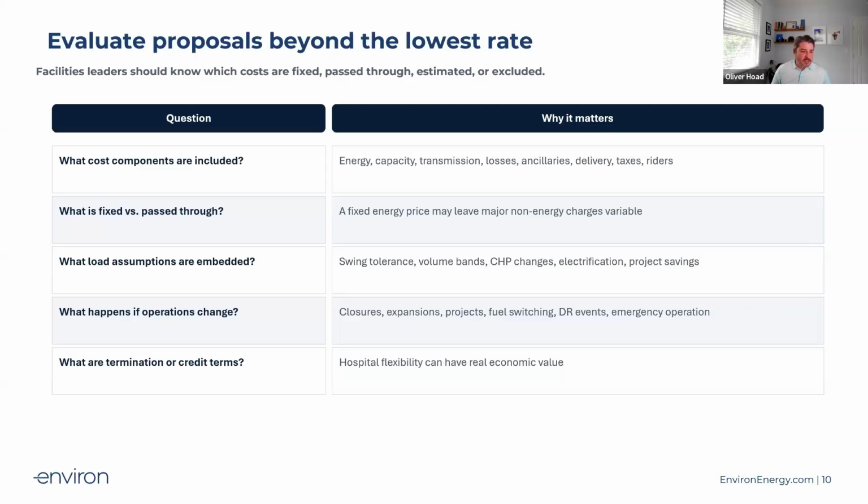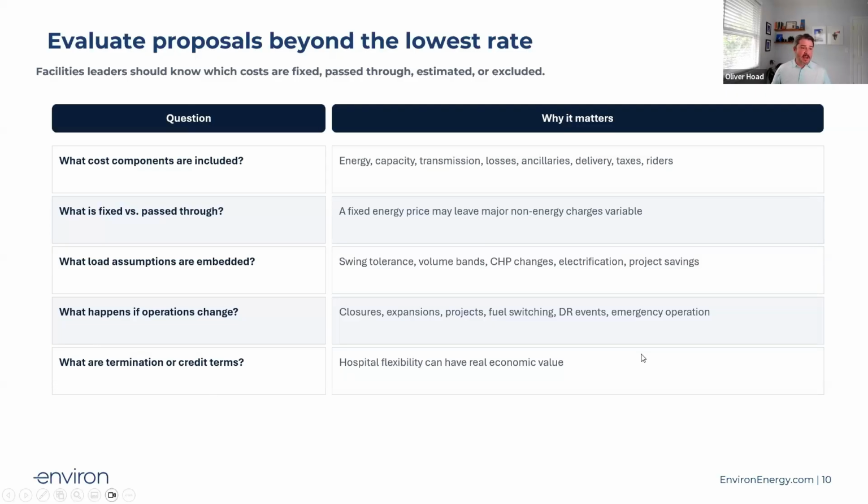So we've talked about the price. The other key component to evaluating proposals is the different components or structure within the contract terms. And this can affect the price substantially. So what components are included? As we've talked through, there's energy, capacity and transmission, line losses, delivery taxes. All of these can either be included in a contract price or passed through. Commonly, the components that are passed through are capacity and transmission.